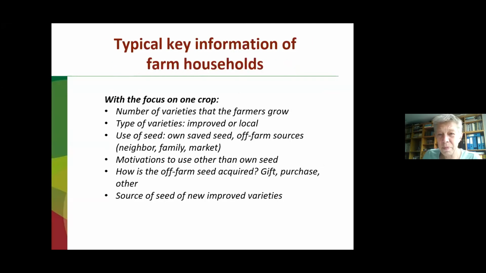That brings me to the key issues, the key information when you're focusing on one crop, which is the number of varieties that farmers are growing. What varieties are they growing, improved or local? And what seed are they actually using? Are they saving their own seed, or do they get it from somewhere else, from the neighbor, the family, the market, or maybe from a program? And what are the motivations to use their own seed or other people's seed? And how is that off-farm seed being acquired?